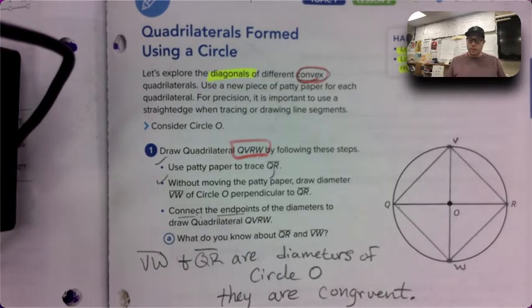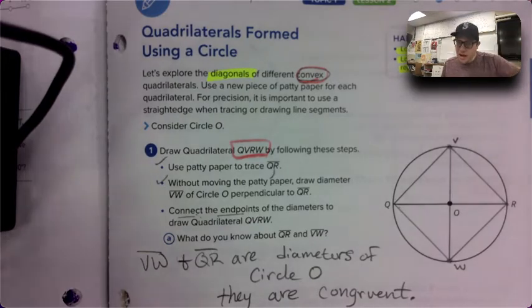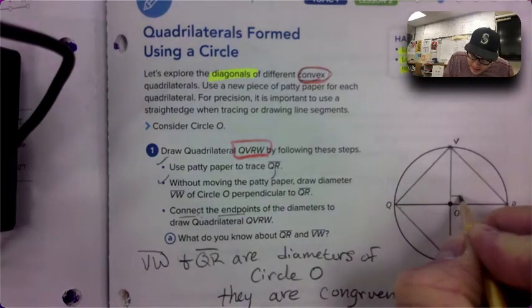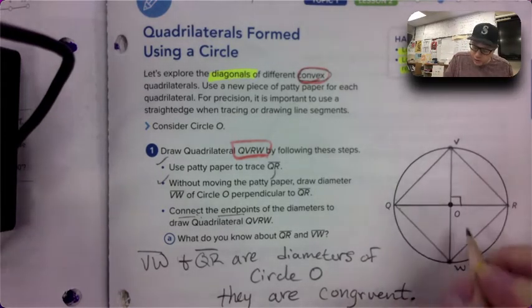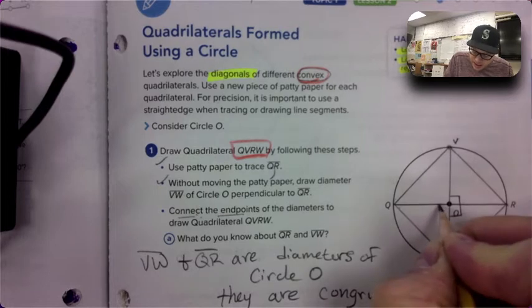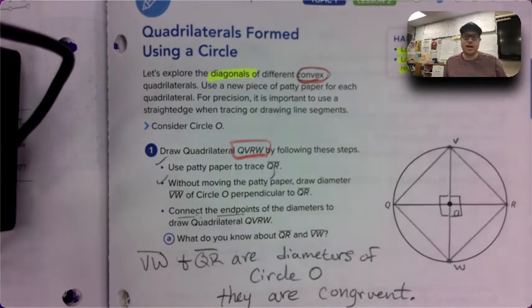Something that I need to comment on right now is I need to add some information. The one thing that I know for sure is that this is a 90-degree angle because they were meant to be created perpendicular to each other. So that's also 90, that's also 90, that's also 90.